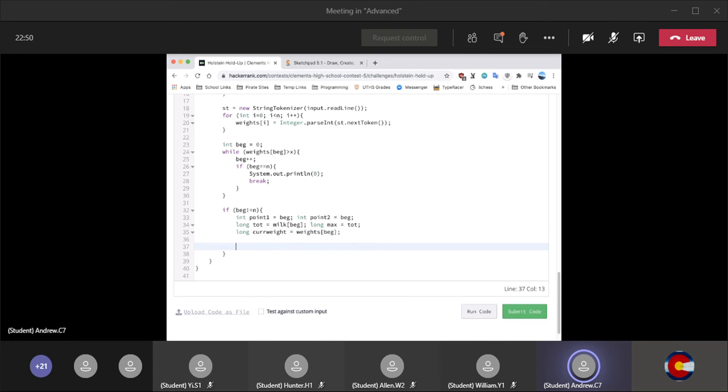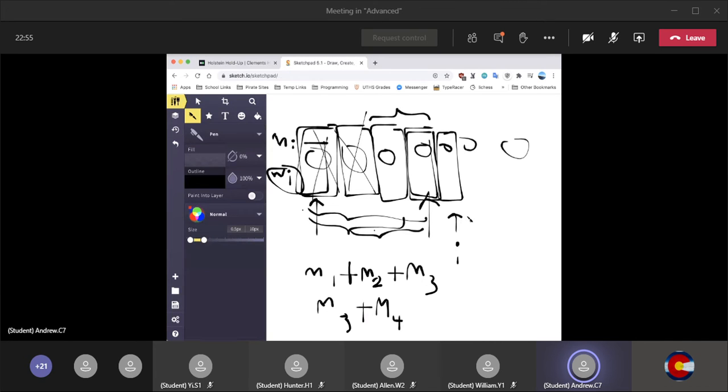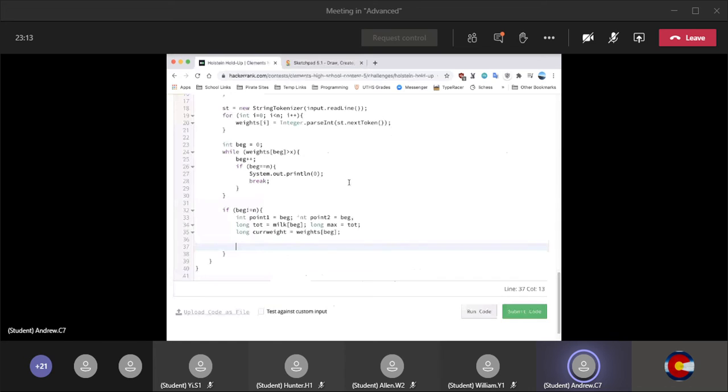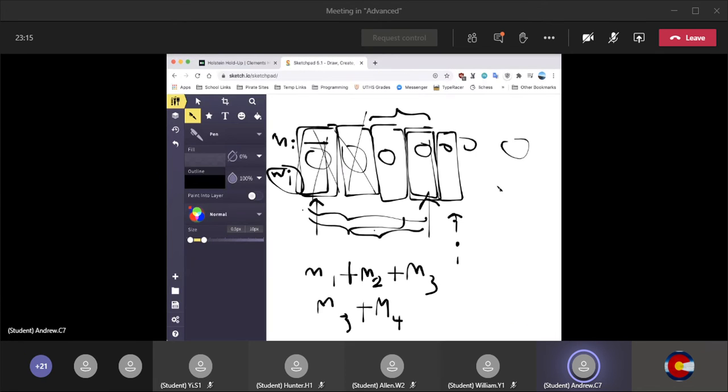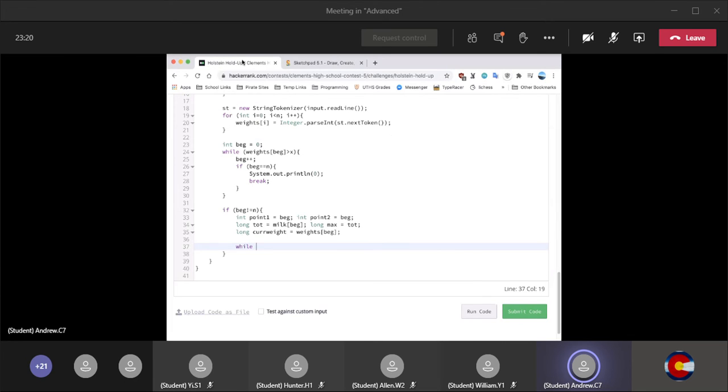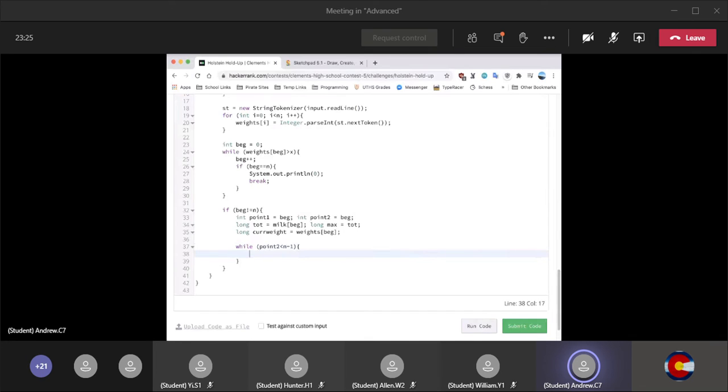All right, and our algorithm will just keep going until our second pointer is at the very last cow. So what we do here is we just keep iterating over and over until point 2 is n-1, and then we can't try going to the next cow, so we just end it. So while point 2 is less than n-1, let's see what we can do.